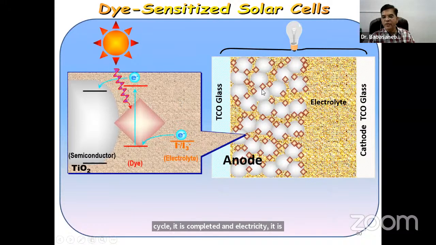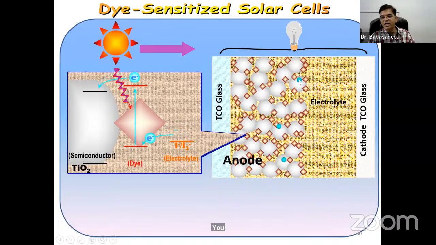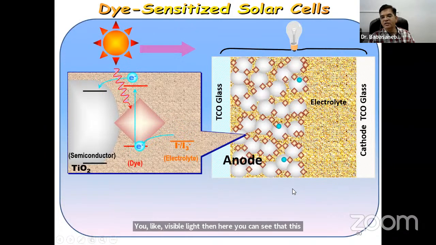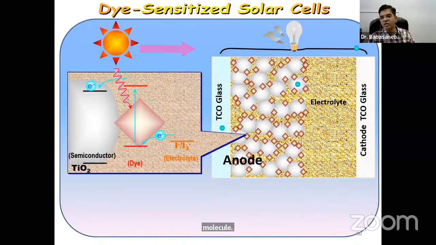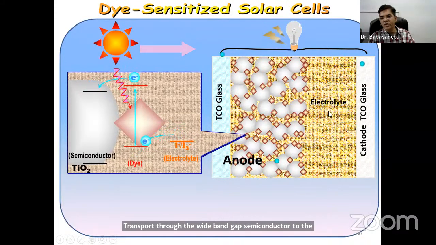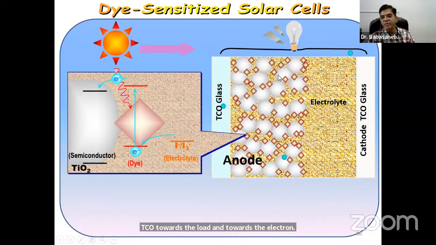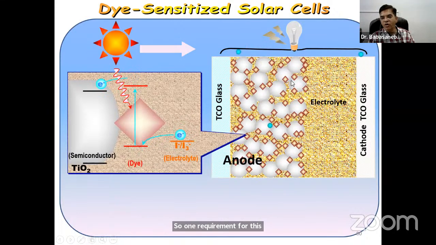Here in a simple way we can understand that on the basis of the schematic. Here I have represented it. You can illuminate visible light. Then you can see this blue dot, which we can say is the electron. It is generated within this dye molecule, and transferred through the wide band gap semiconductor to the TCO, towards the load and towards the electrolyte. One requirement for this wide band gap material is the interconnection of the nanoparticles, because whatever electron is generated within the dye has to transfer through the wide band gap semiconductor, and the wide band gap should not absorb the light.